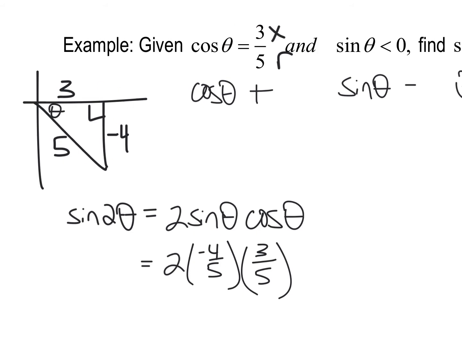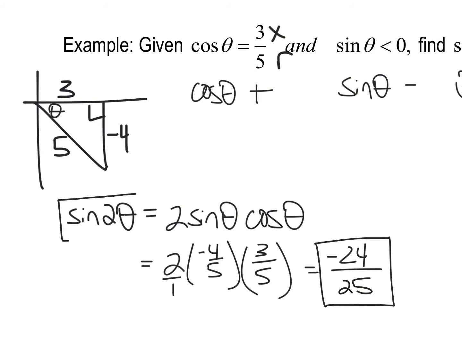Okay, so remember when you multiply fractions, you just go straight across. If it helps you, you can put this 2 over 1. What you're going to do is 2 times -4 times 3, and that gives you what? -24. And when you do the denominators, 1 times 5 times 5 is 25. So this is the sine of 2 theta.